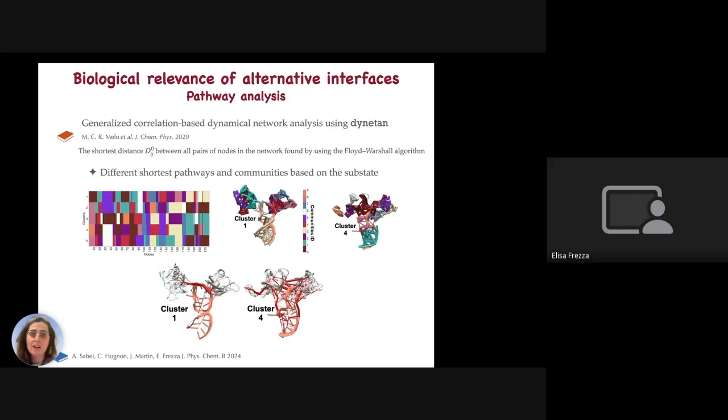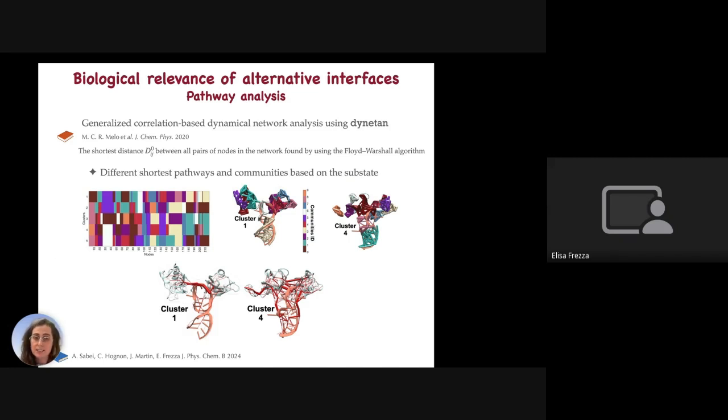The communities are the regions that are together in the dynamics, so they move all together. At the same time, we can also compute the minimum path, the shortest path, and to do so in this algorithm, we use the Floyd-Warshall algorithm. And this was pretty nice because, beside our work and our groups, we decided to take into account the different clusters to see what's going on.